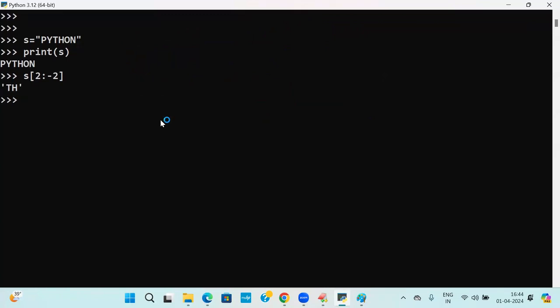Did you understand the concept behind that? Again, I'll explain one more time. Look at S[1:-1]. This is a combination of what? Positive index and then negative index.